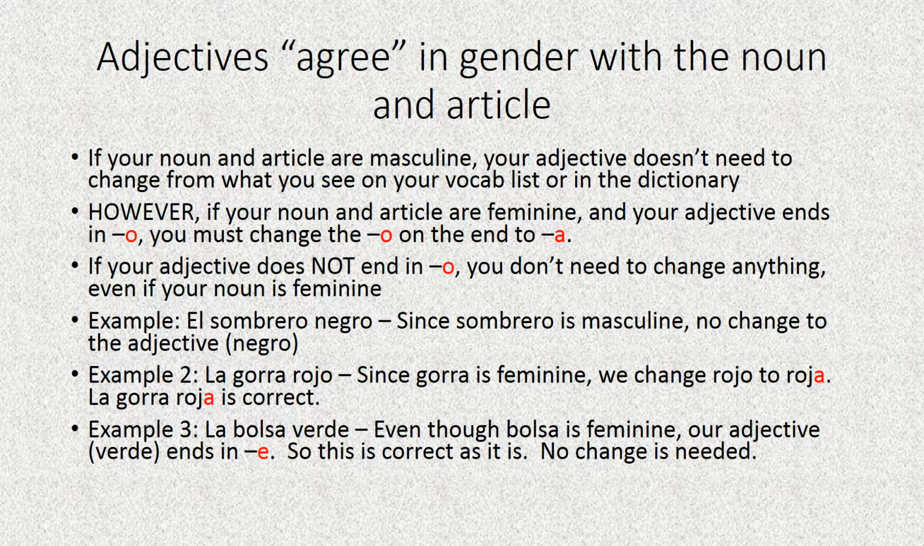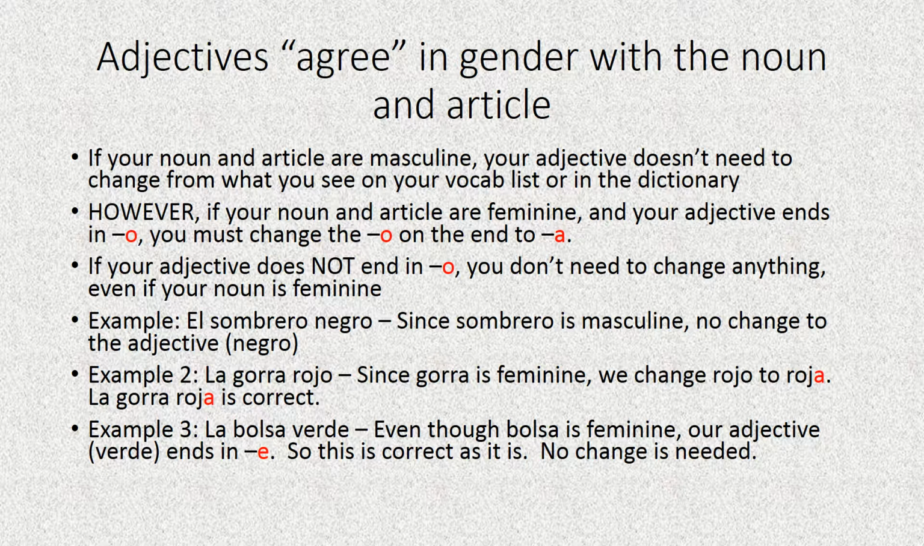El sombrero negro. Okay, so el sombrero, that's all masculine. So when we add its adjective, negro, which means black, then we don't need to do anything. It's just fine because everything's masculine. However, let's look at example 2. La gorra, that's feminine. So it can't be rojo because it's feminine. So we got to say roja. La gorra roja. That would be the correct answer.